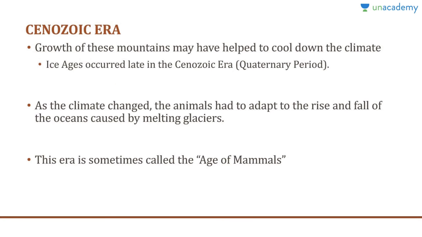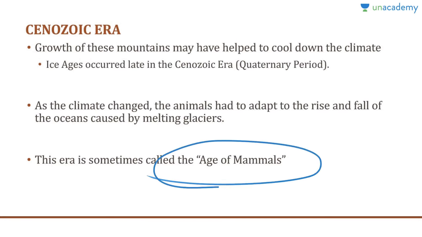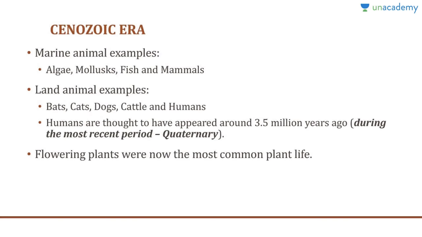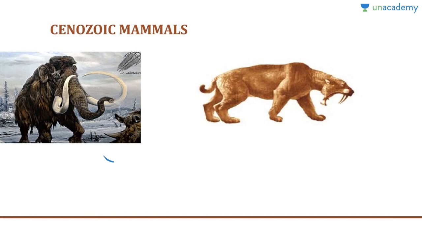This was the era known as the Age of Mammals, because mammals were the most dominant during this particular era. As far as the fauna and flora is concerned, flowering plants were now the most common plant life. As far as the fauna is concerned, algae, mollusks, fish, mammals, and land animals like bats, dogs, cattle, and especially humans, are thought to have appeared roughly around 3.5 million years ago, during the Quaternary period in the Cenozoic era. Okay? So these are the animals during this period.